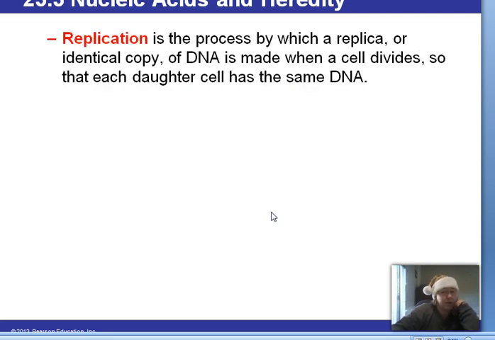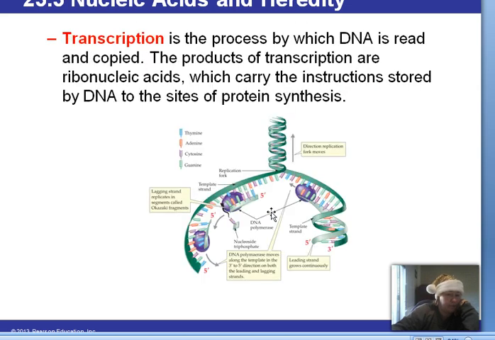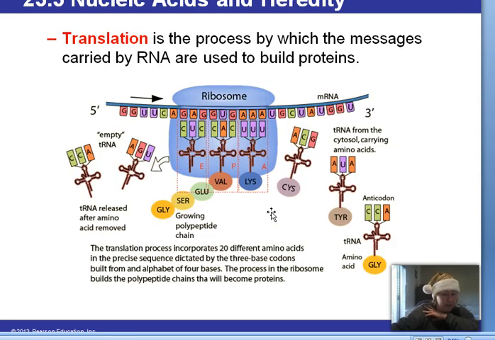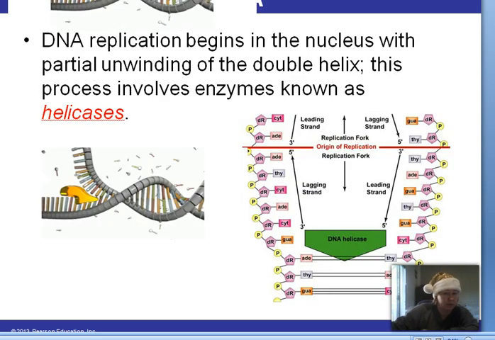Replication is the process by which you replicate an identical copy of DNA. Transcription, this is the same language, you're just going from DNA to RNA. Translation is the process where you get these codons, do you remember? And the codons are connected to a protein, and then you make a string of proteins. That is translation.